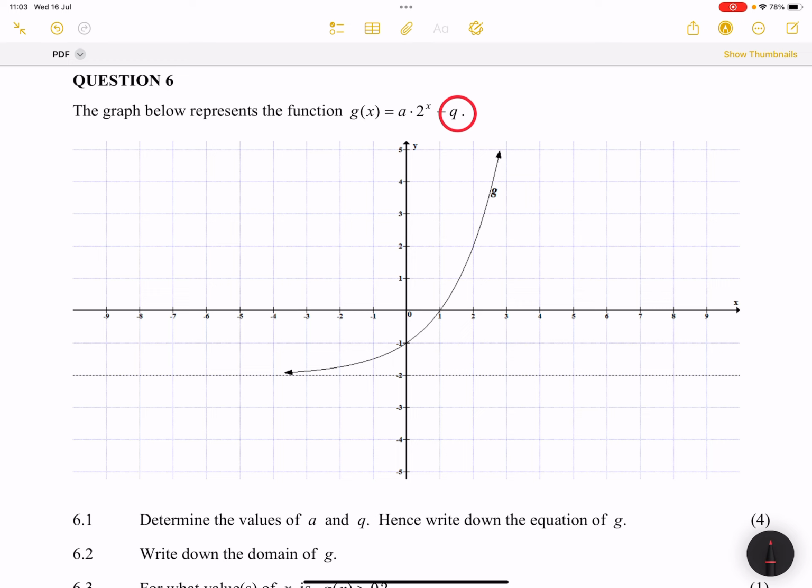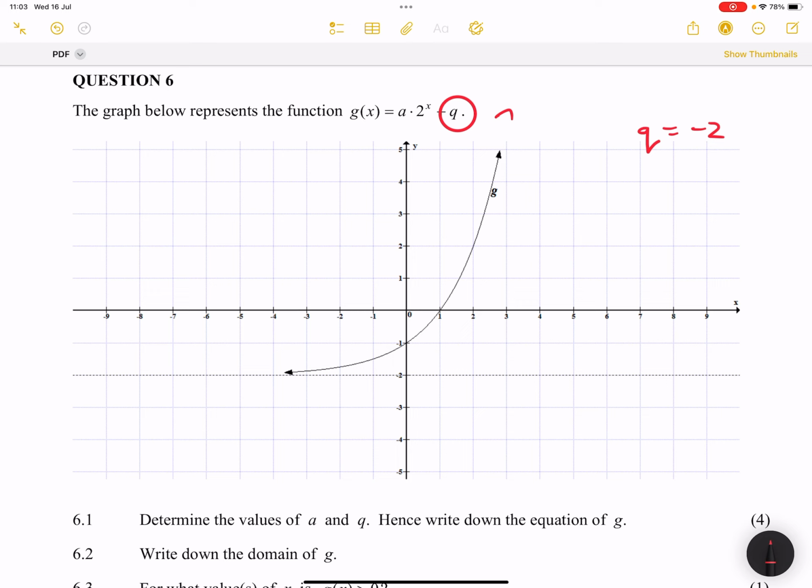Because remember, what would normally happen to an exponential graph is that it usually sits like this, okay? So you know that it would use the x-axis as your horizontal asymptote. So that's why normally it would look something like this. But because they've shifted it down by 2 units, now the asymptote is sitting at -2, and that's our q value. Okay, so we can already say q is -2.